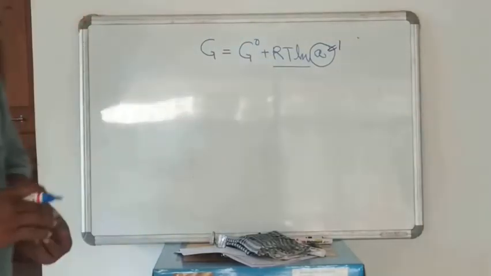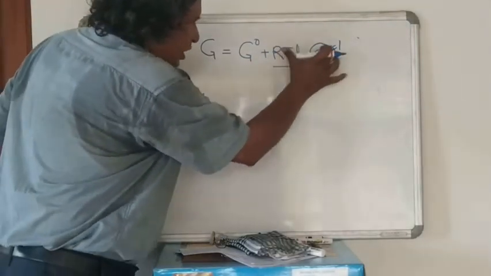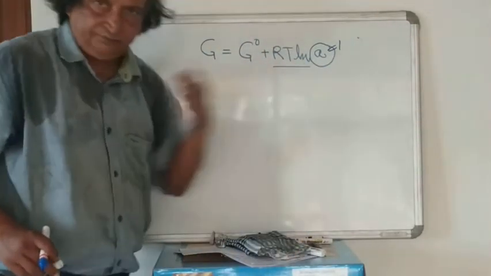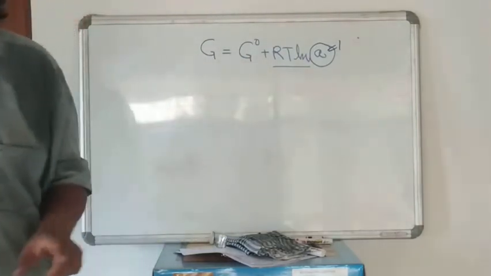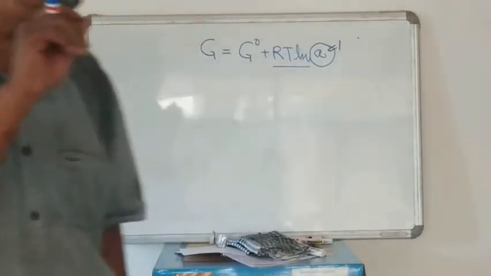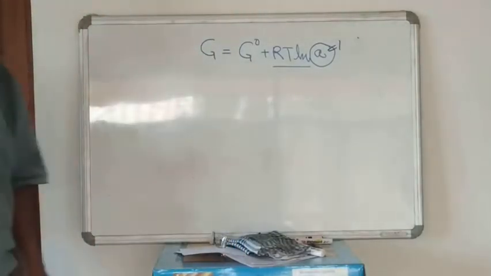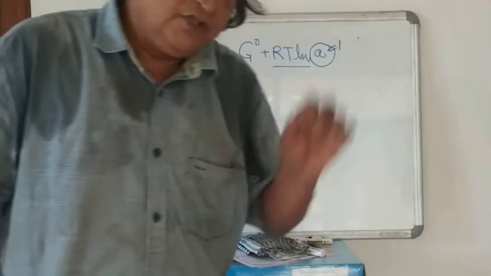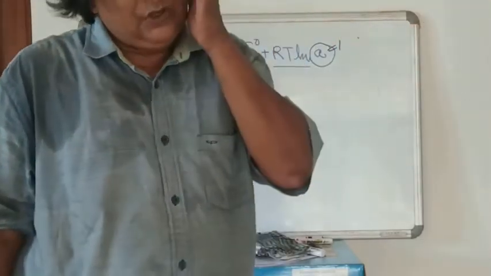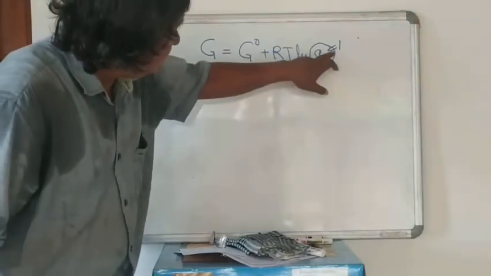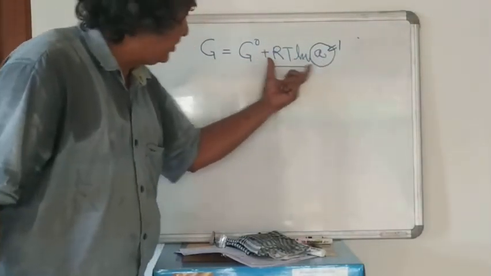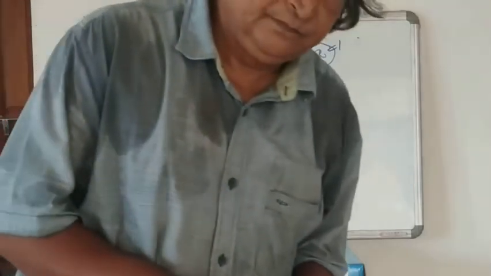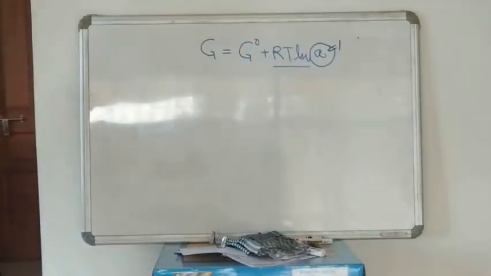So for a pure phase, ln of 1 is equal to 0. So this right hand term is gone. So you have G is equal to G0. Mark my words. G is equal to G0. G0 is for the pure phase. Have you understood? If you take A is equal to 1, then this term is equal to 0. That means free energy is equal to the free energy of the pure phase. We will talk about a little more, but for the moment, this is good.